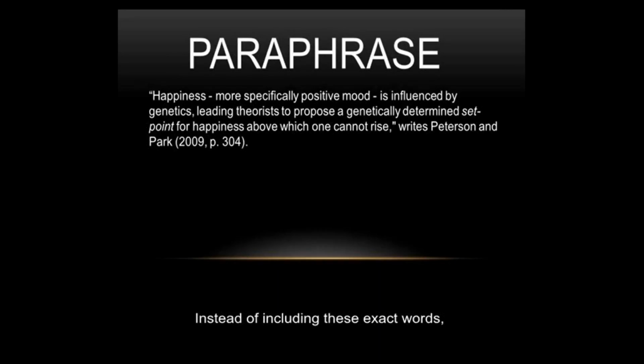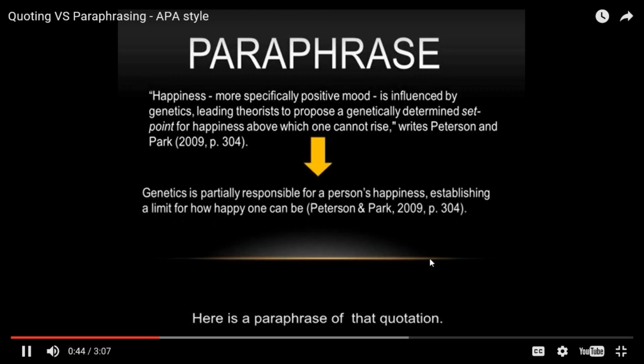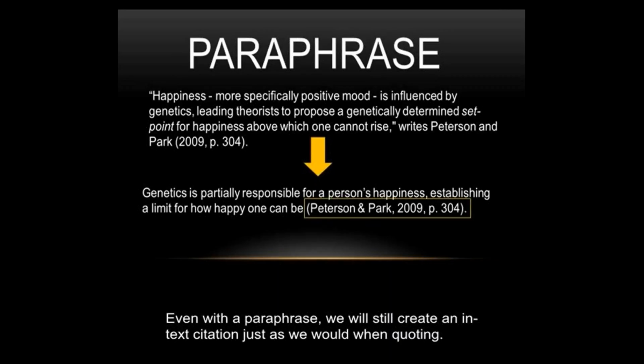Instead of including these exact words, they want to provide our reader with just the main point of the text. We do that with a paraphrase. Here's a paraphrase of that quotation. Genetics is partially responsible for a person's happiness, establishing a limit for how happy one can be. Peterson and Park, 2009, 4. Even with a paraphrase, we'll still create an in-text citation just as we would when quoting.